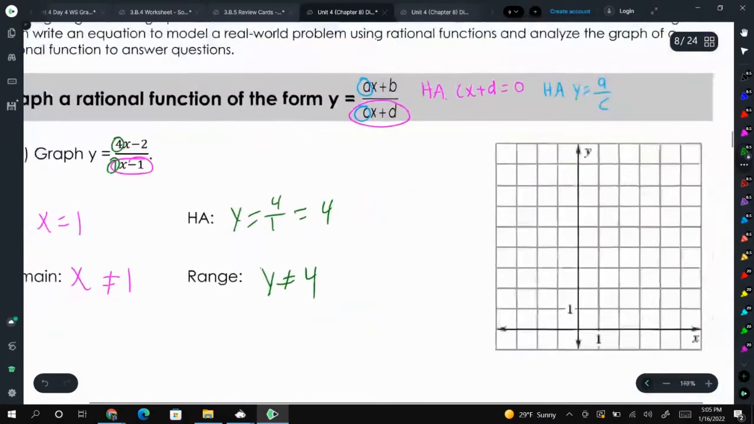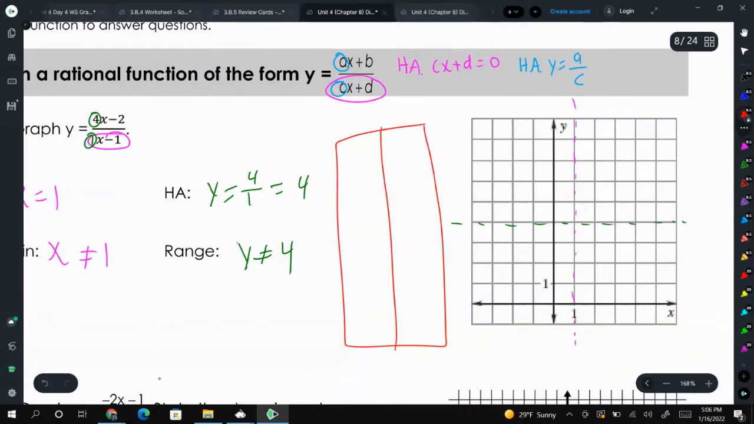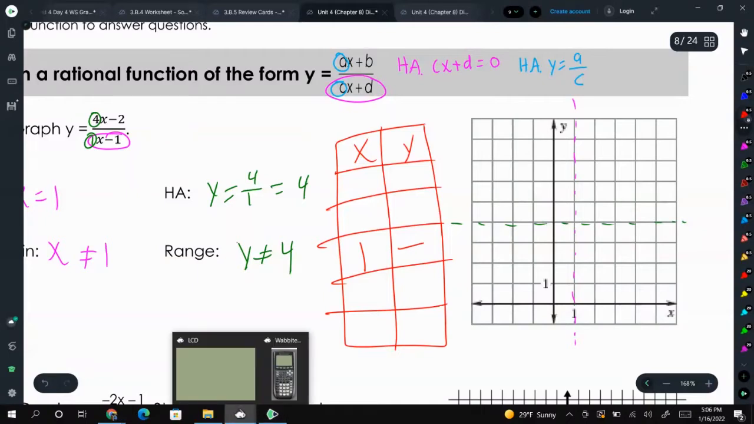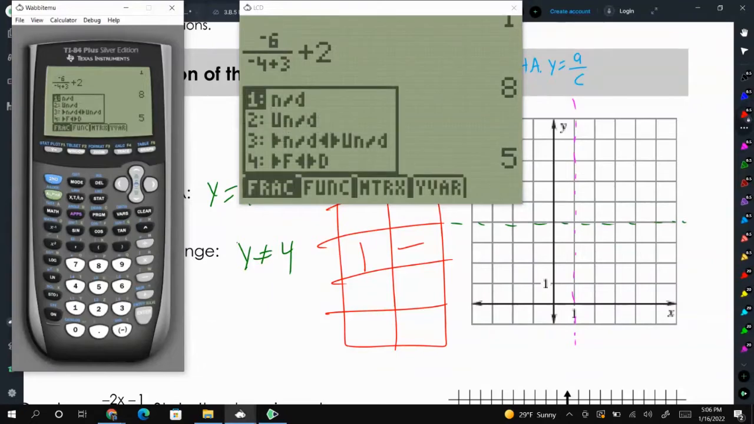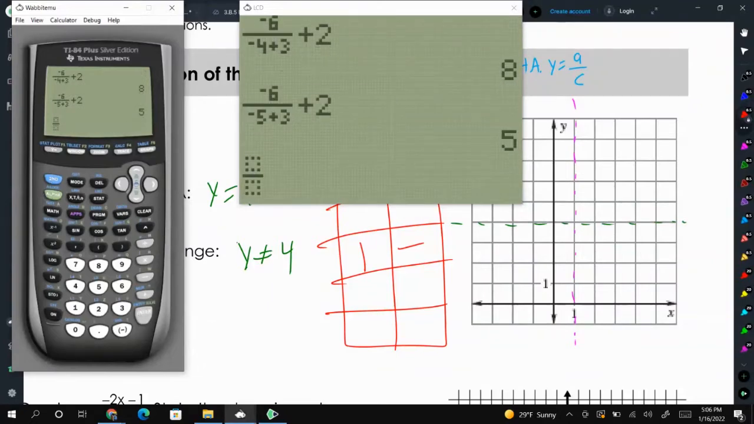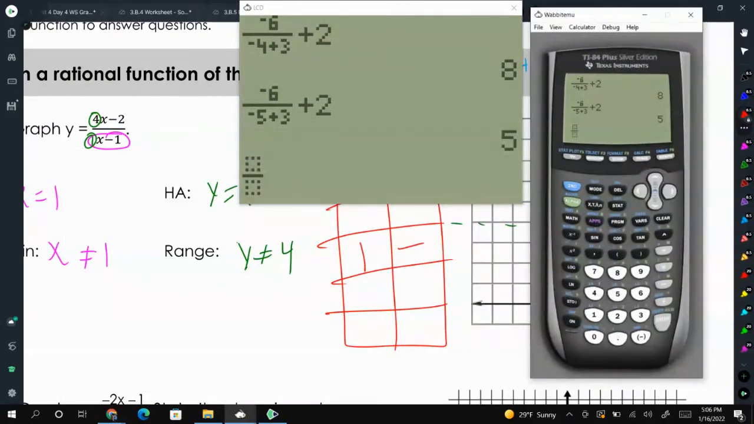So then we're going to go over here and plot the horizontal asymptote, the vertical asymptote at x equals 1, and then we're going to make that table. And remember how I said the other day in the calculator, if you go to alpha y equals, you can type in the fraction. In these problems, it's going to become much more efficient to do that.